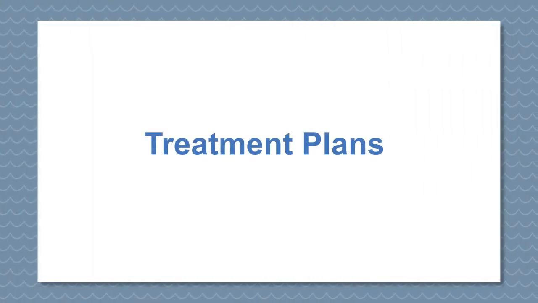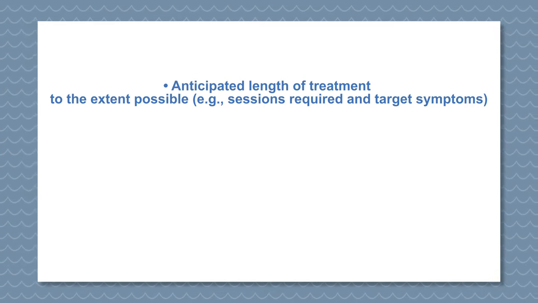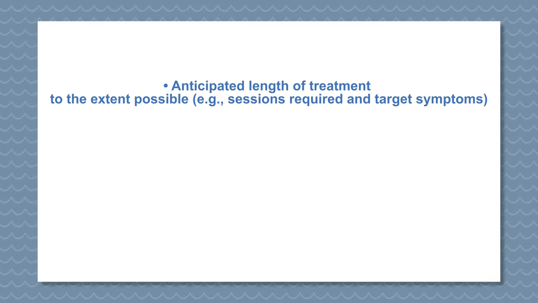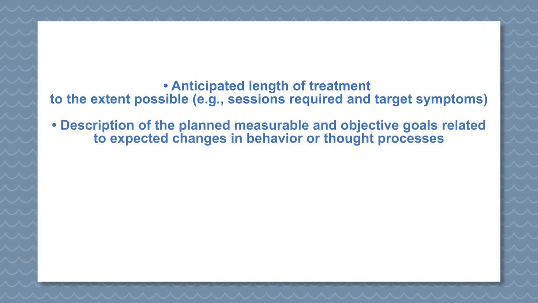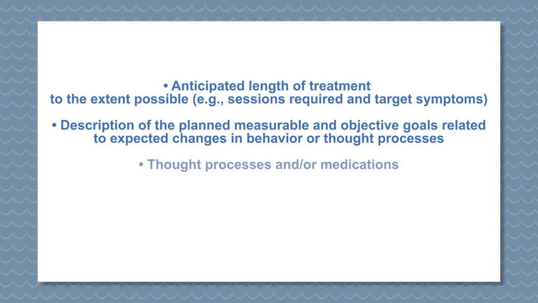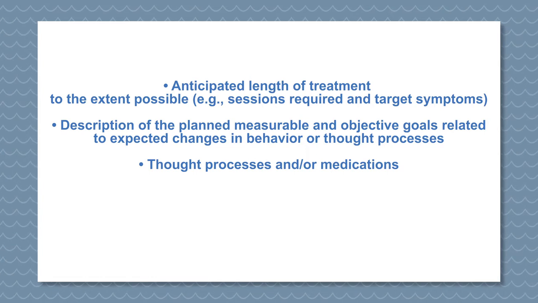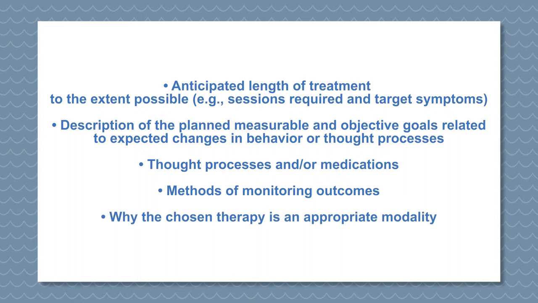Now let's talk more about developing and updating that treatment plan. You have an initial plan established. When developing and updating the treatment plan, be sure to include the anticipated length of treatment to the extent possible. This could include the numbers of sessions required and target symptoms. A description of the planned measurables and objective goals related to expected changes in behavior or thought processes, the thought processes and/or medications, the methods of monitoring outcomes, and why the chosen therapy is an appropriate modality.